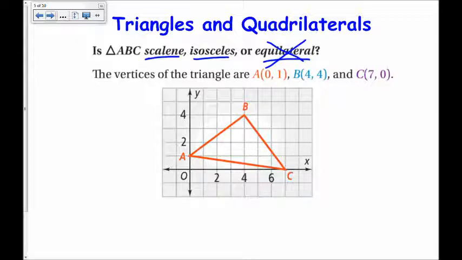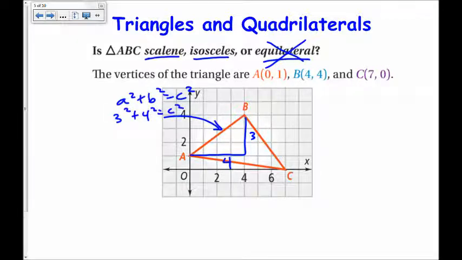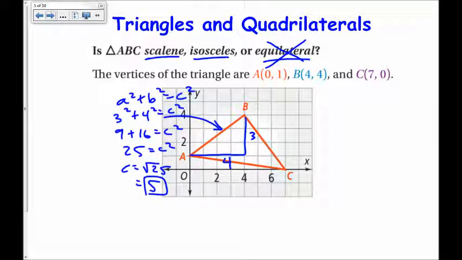So to find AB, I'll draw on this right here. This length is 3, this length is 4, and so a squared plus b squared is equal to c squared. It's 3 squared plus 4 squared is equal to c squared, or 9 plus 16 is equal to c squared, or 25 is equal to c squared, and c is equal to the square root of 25, or it's equal to 5.